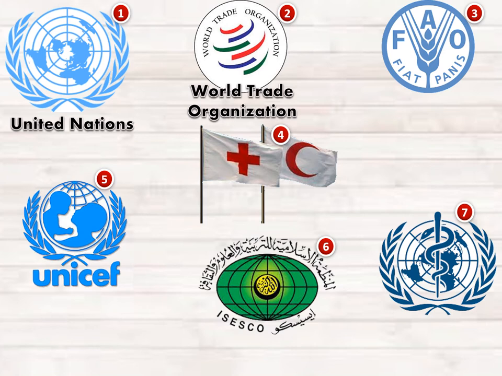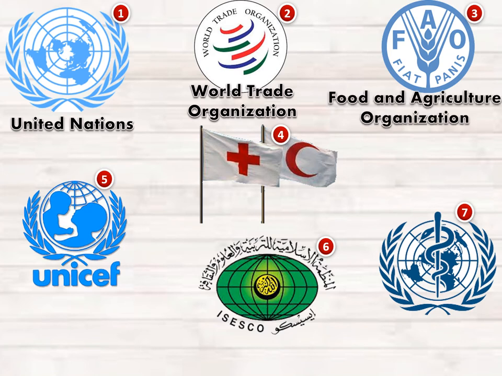Number three. Organization number three was founded in 1945 with the aim to fight against hunger. It helps developing countries and countries in transition modernize and improve agriculture, forestry, and fisheries practices and ensure good nutrition for all. And its motto is Fiat Panis, and in Latin, fiat panis means let there be bread. Yes, let there be bread. So the organization is, of course, the Food and Agriculture Organization.